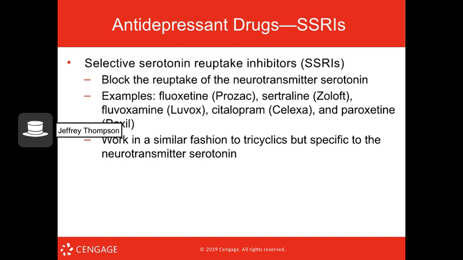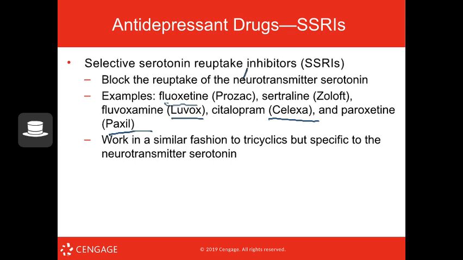SSRIs are the most common antidepressant. They block the reuptake of the neurotransmitter serotonin. They are selective because they only focus on serotonin, unlike tricyclics, which focus on three neurotransmitters. Some examples are fluoxetine, Prozac, Zoloft, Luvox, Celexa, Paxil.